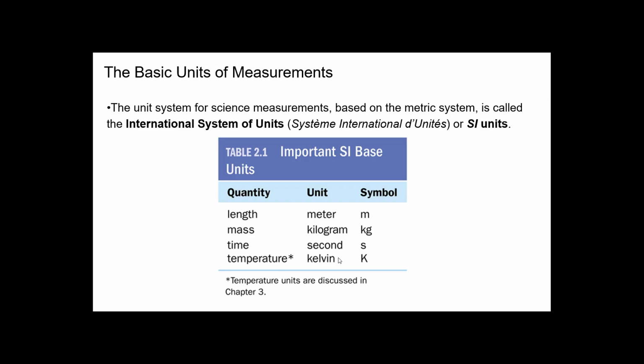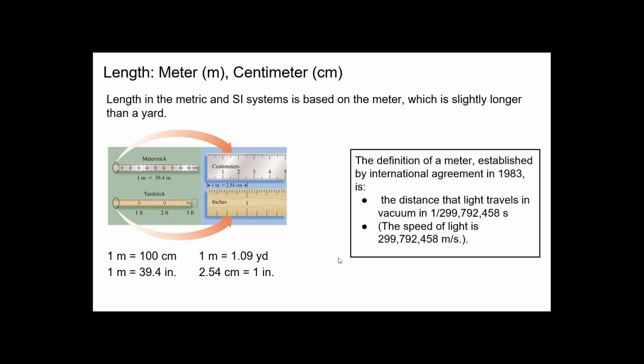Here are SI units. Meter is an M, kilogram is kg, seconds is S, and Kelvin is a capital K. All of these we will start using. You become very familiar with these the more and more we use them. So for length, we use meter or centimeter. We'll also use other ones, but mainly as you're learning this, it's meter or centimeter.